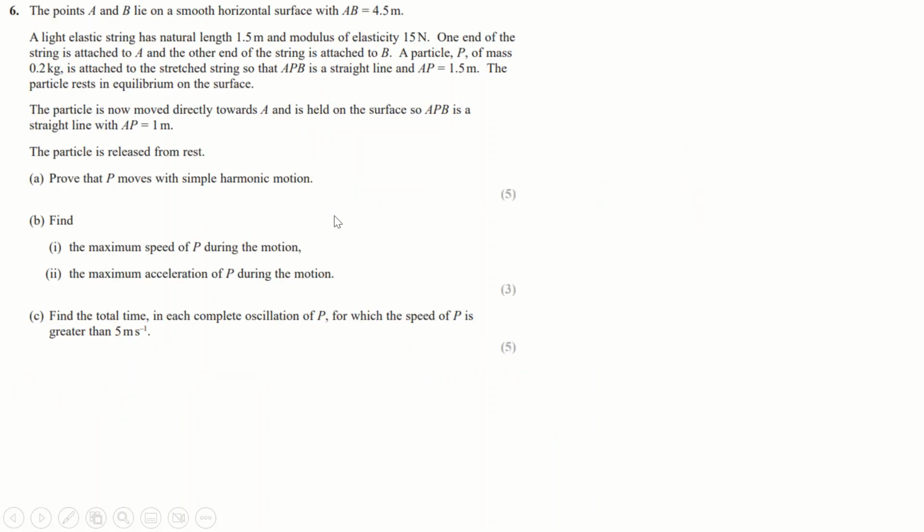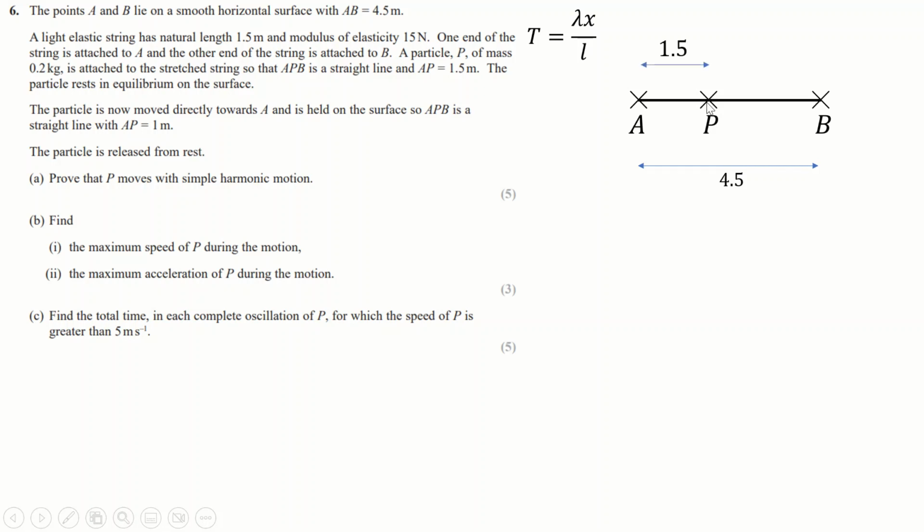Okay, so question number 6 is, finally we're done with centre of mass. We've got simple harmonic motion this time. A and B are 4.5 meters apart. We've got a string that's natural length 1.5, so it's already being stretched quite a lot just to fit here. This is the formula for the tension. We learned that in FM1, I believe. Whenever a particle is attached so that AP is 1.5, a particle is attached here.